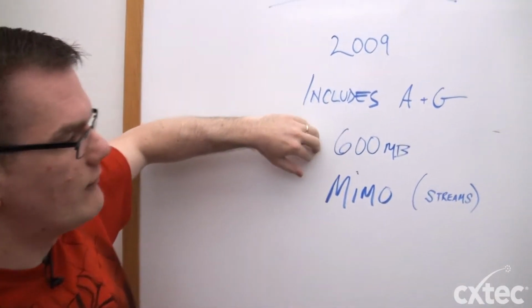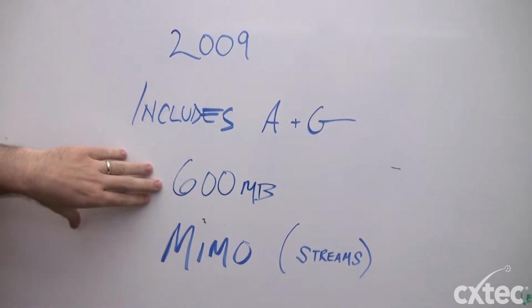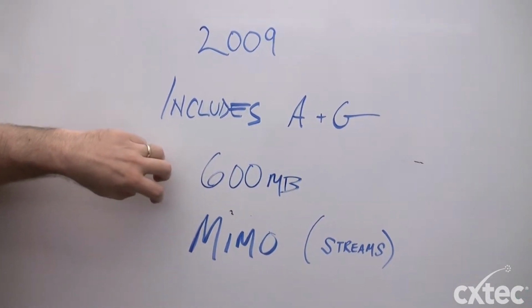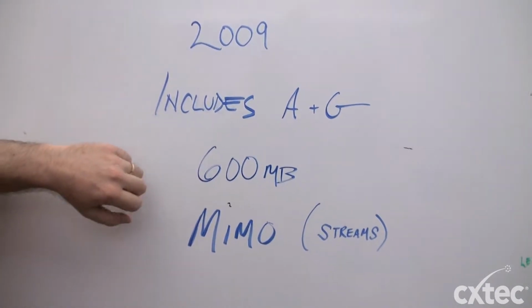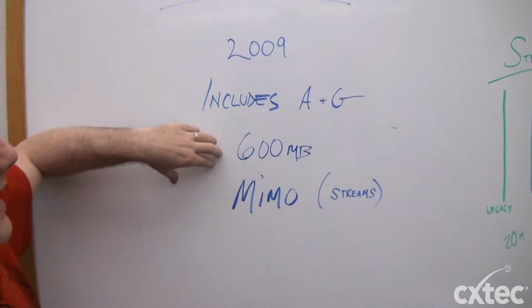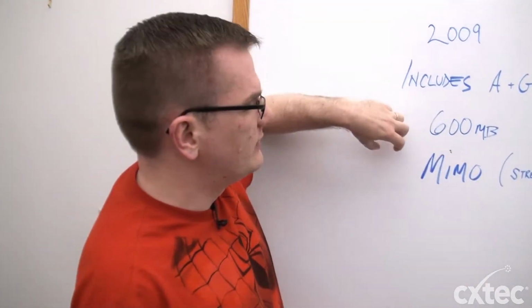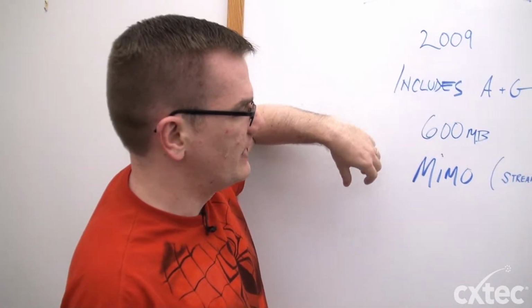So 600 meg, I wrote this down because this is one of the big numbers you'll see associated with wireless N. Sometimes you'll see 450, sometimes you'll see 300. A lot of times it depends on the manufacturer, the platform you're talking about. But how do you get this much bandwidth? Well, we're going to talk a little bit about that later, but I wanted to throw that down here, that this is one of those numbers that you're going to see associated with wireless N.